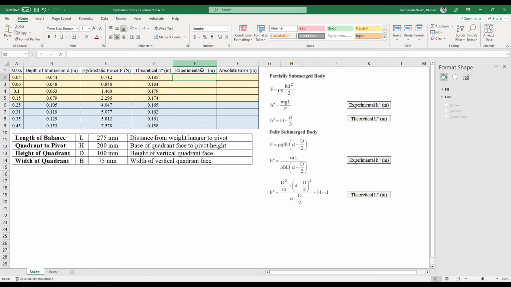Next, I want to calculate experimental H double prime for partially submerged body, which is going to be this equation. I have written the equation.